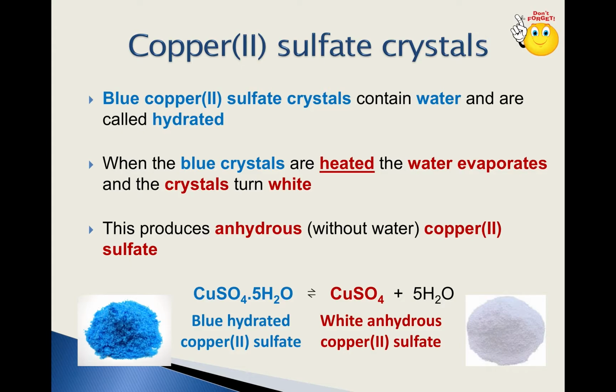We can clearly see the difference between the blue solid on the left and the white solid on the right by looking at its formula. So the blue solid has water associated with it and the white solid doesn't. But what's very, very important to understand from this slide is that when we take the blue solid and heat it strongly, the water evaporates and the solid turns white. And there's the equation below. CuSO4.5H2O, reversible sign, which I'll talk about in a minute, turns into CuSO4 plus 5H2O, and that equation is balanced.